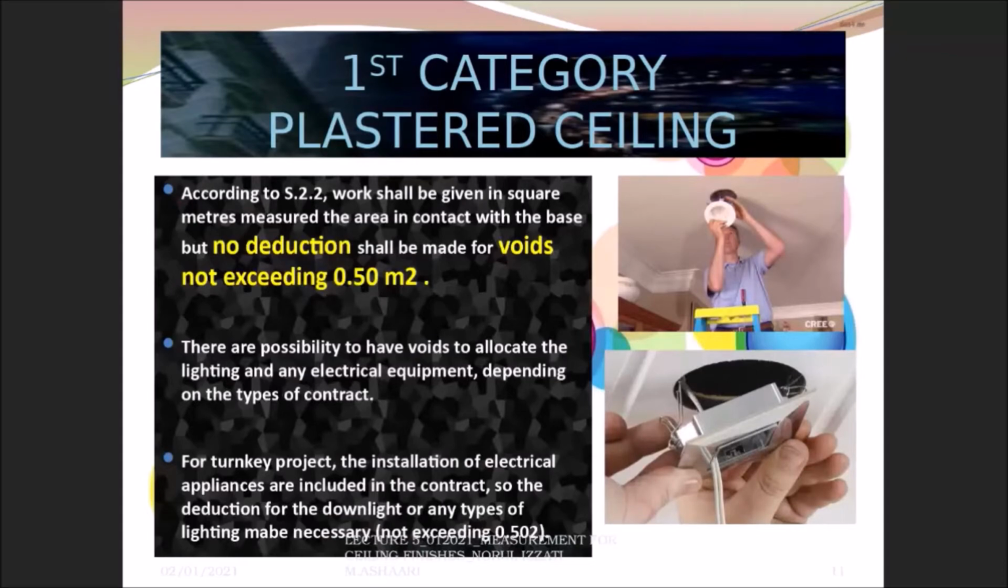Okay, one thing that I would like to highlight under plastered ceiling and also all the ceiling. Look at S.2.2 in terms of the deduction. What shall be given in square meter? This is the normal, previous one had been highlighted, square meter. But if there are voids, no deduction shall be made for a void not exceeding 0.5 square meter. Normally you can see the void here, right? What is the name of this component? Anyone know what is the name of this one at the ceiling?